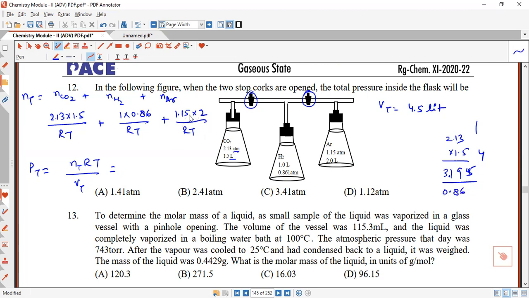Okay, and this is going to be 2.3, so let's take 3.2. Okay, 3.2 and 2.3, that is 3.5, 5.5 and 0.86, 6.36. This is 6.36 by RT into RT divided by 4.5. RT cancels, cut it with 4.5, 2.5, 4.5 comes, 1.86, 1.4. Okay, so A is your answer.